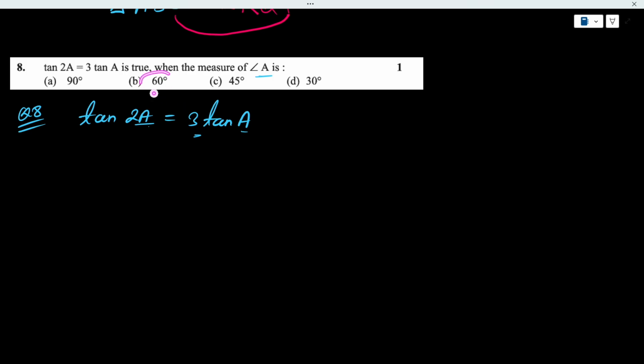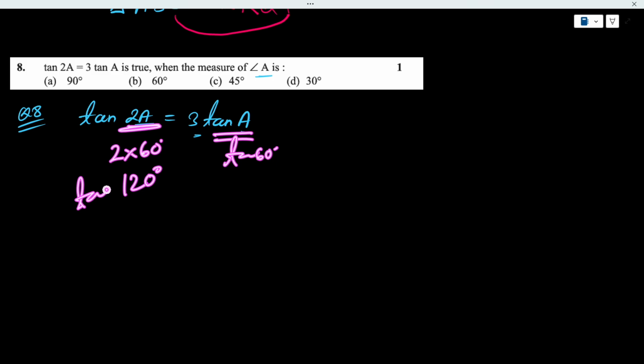If I substitute 60 degrees as A, then 2 into 60 will become 120, and this one will be tan 60. Again, we don't know how to calculate tan 120. So we will not take the second option either, we can't take it.